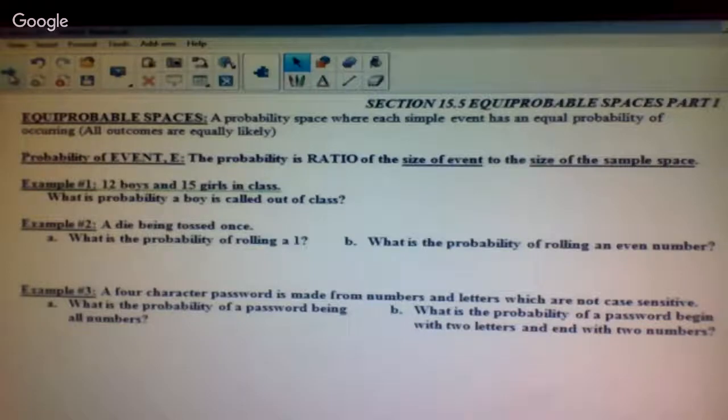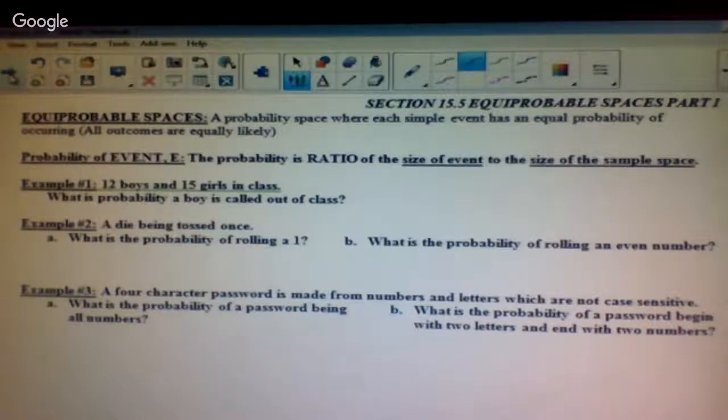Okay, equally probable spaces. Here's where we actually find the actual ratios, the fraction form of probability. Remember, when we're finding probability, the number that goes in the bottom is how many total options you have. You've got 2 sides on a coin, so the bottom number would be 2. You've got 6 sides on a die, your bottom number would be 6. The number that goes in the top is the event that you're trying to find. If you're finding the even numbers on a die, you've got 3 even numbers, so your top number is 3.